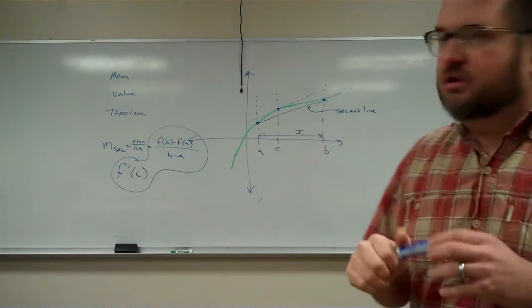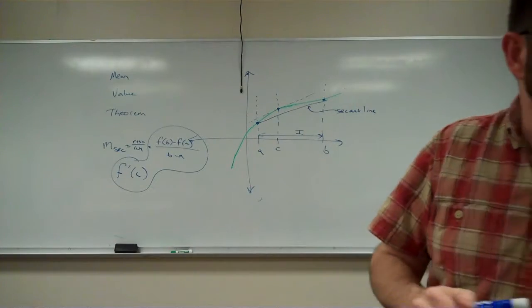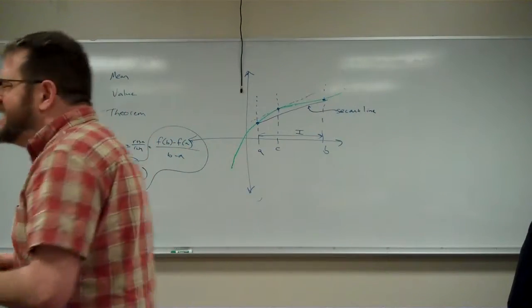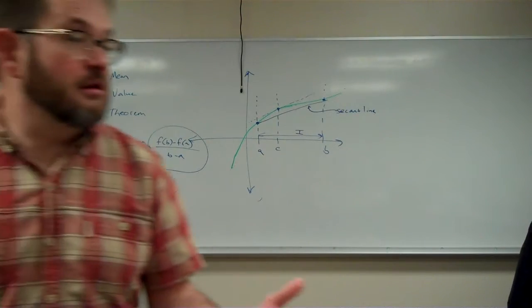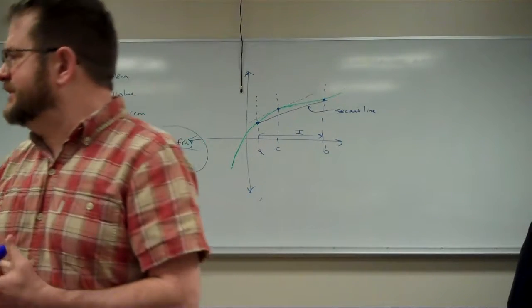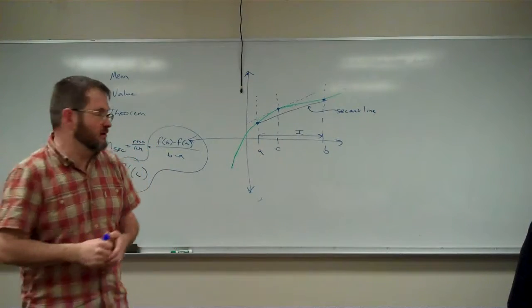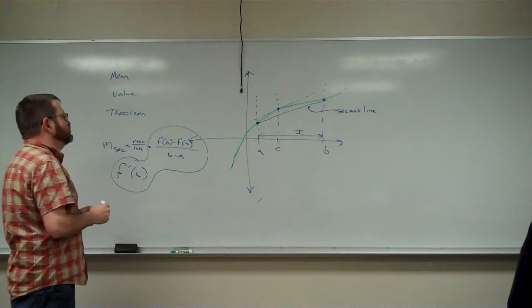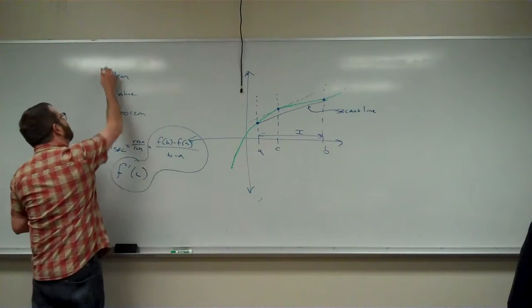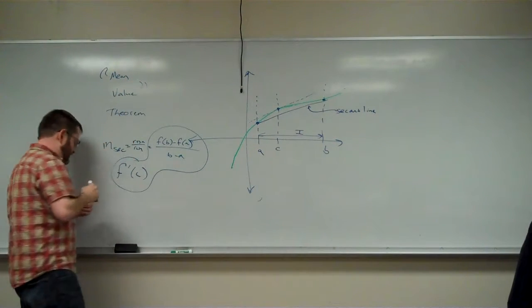Your book goes through all the trouble to prove this one, and then never asks a question about it. Therefore, I don't care. Okay? The proof isn't what's interesting and important about the mean value theorem. This is an interesting rule, except why are we calling it mean value theorem?